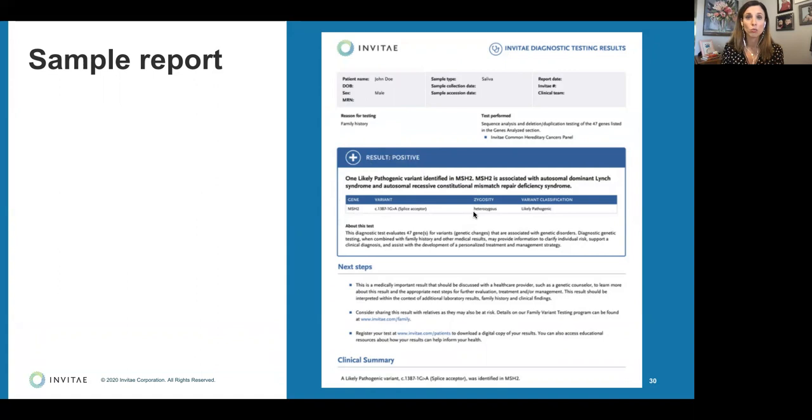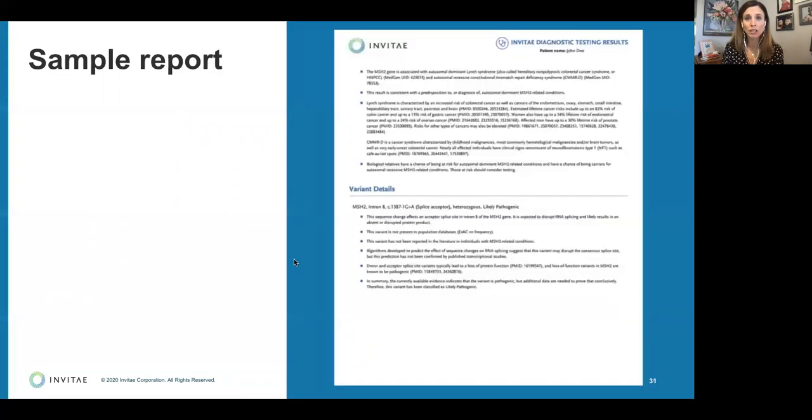Zygosity, was it present in one allele or in two alleles? And what classification was assigned to that variant. The report will also outline next steps. You can also see a clinical summary. So in this case, the patient has a likely pathogenic MSH2 variant. We know that pathogenic variants in this gene are associated with Lynch syndrome. So very high level summary of what Lynch syndrome is and the risks associated with it. You can also see variant details. So information that is known about the likely pathogenic variant that was identified in MSH2 in this patient.